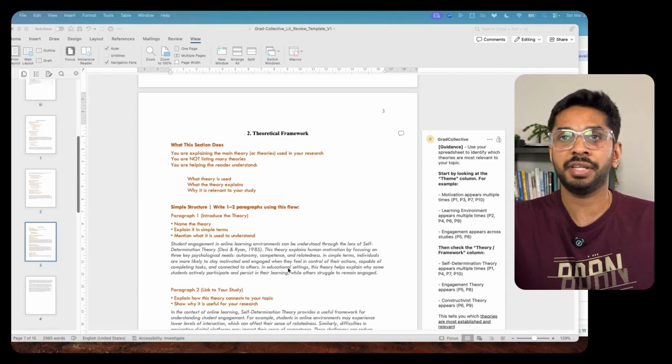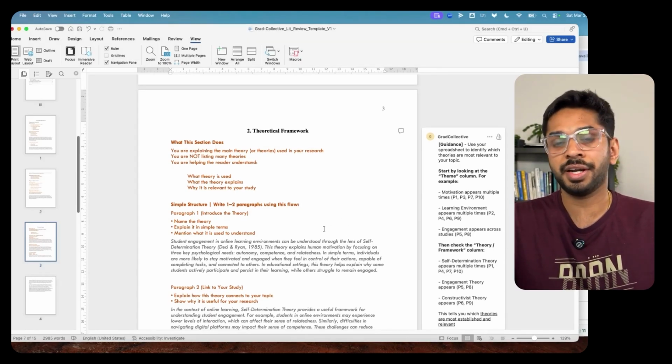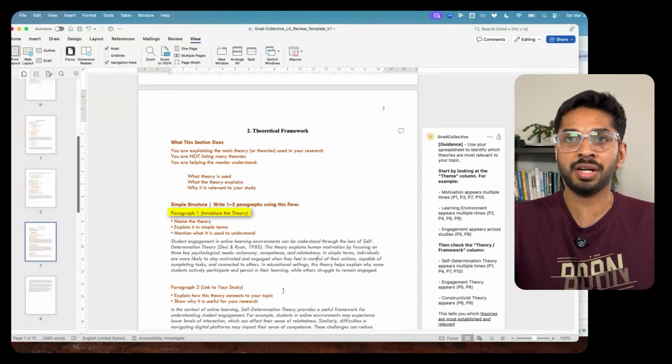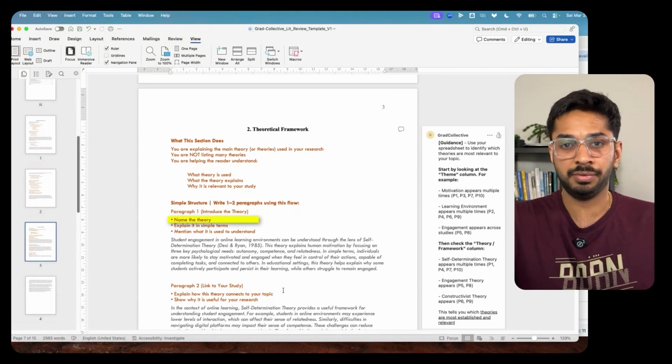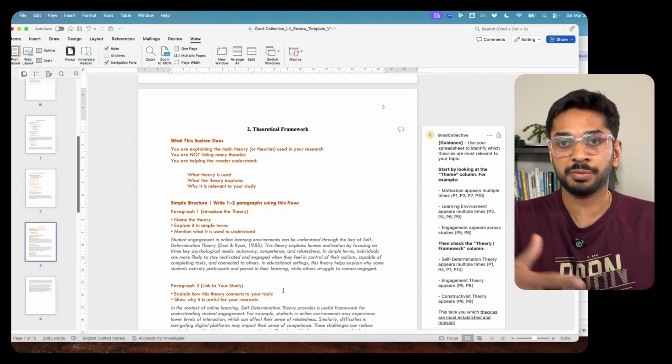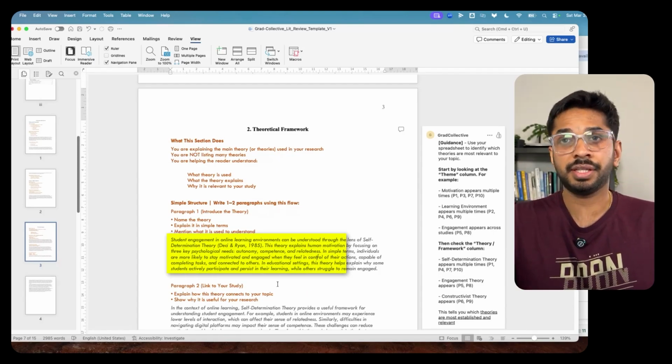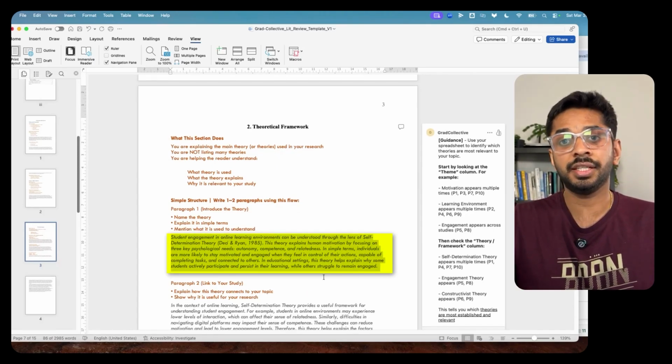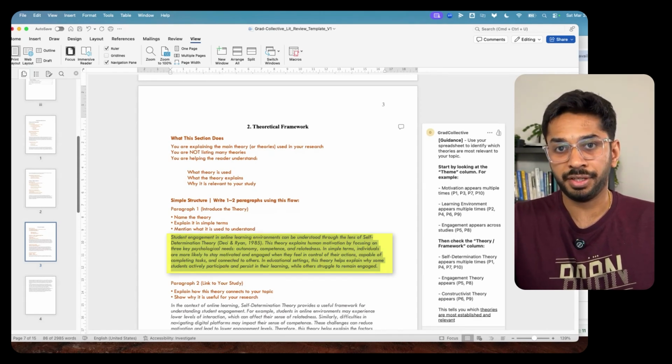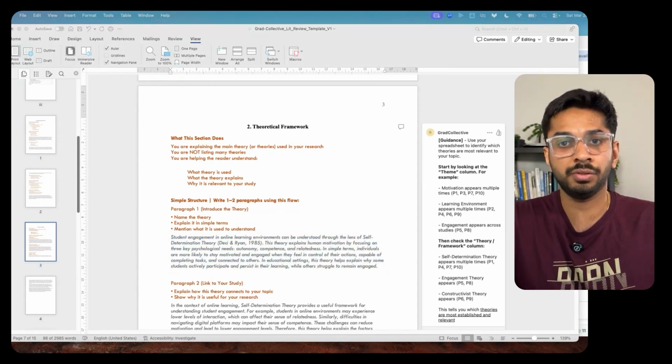The template gives you a very simple structure. You essentially need 1 or 2 paragraphs. Your paragraph number 1 can be the name of the theory that you are using to explain your research problem or to explain your research. If you look at this example here that I've given, it introduces self-determination theory, and it explains very clearly, no complexity.